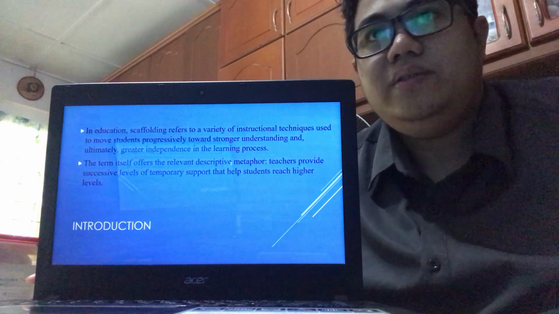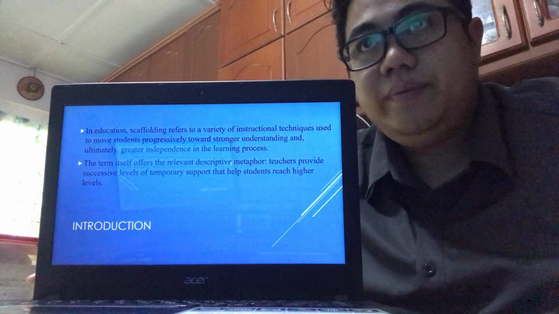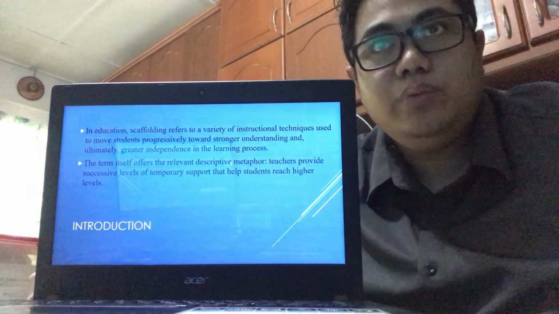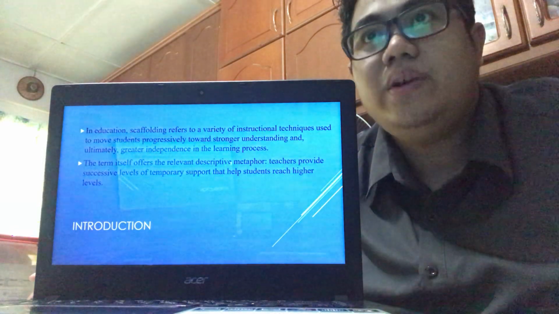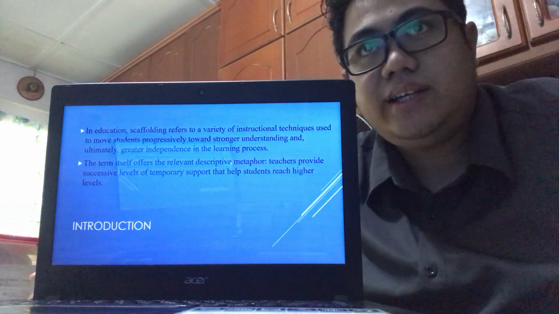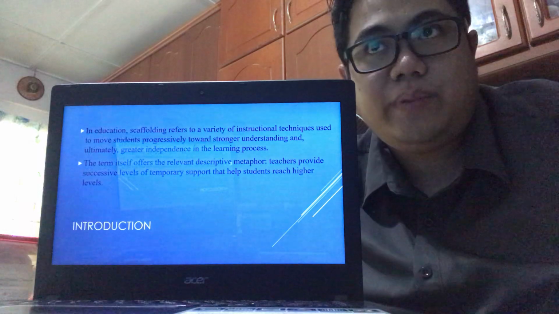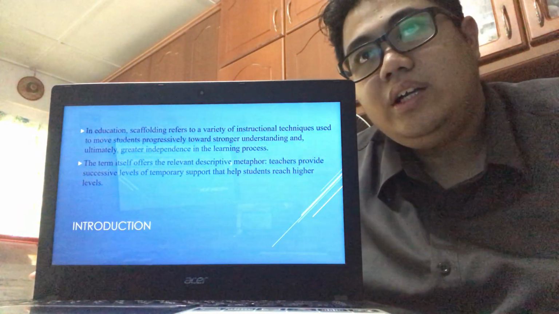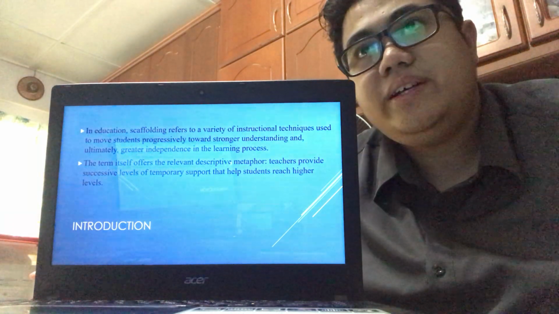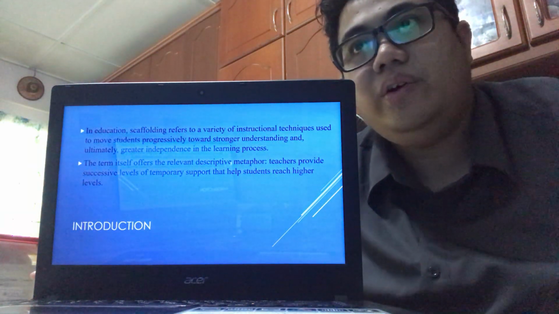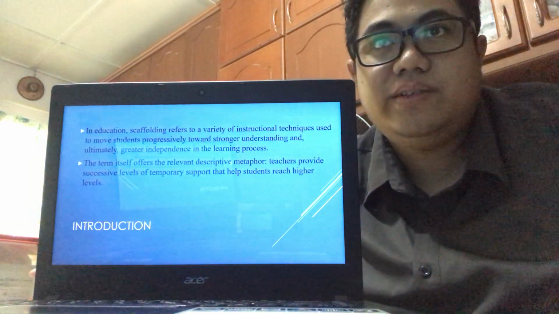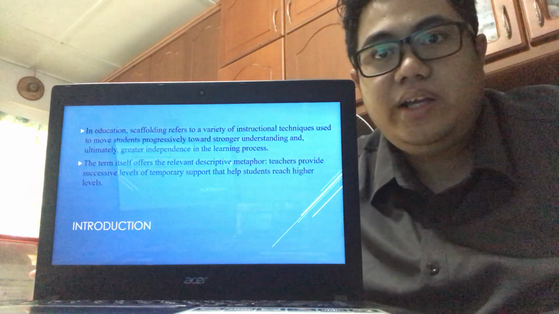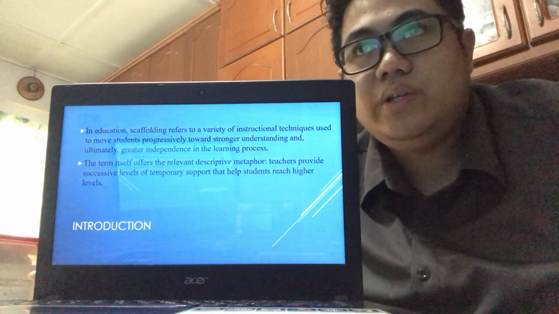In education, scaffolding refers to a variety of instructional techniques used to move students progressively towards stronger understanding and ultimately greater independence in the learning process. The term itself offers a relevant descriptive metaphor. The teacher provides a temporary level of support that helps students reach a higher level.